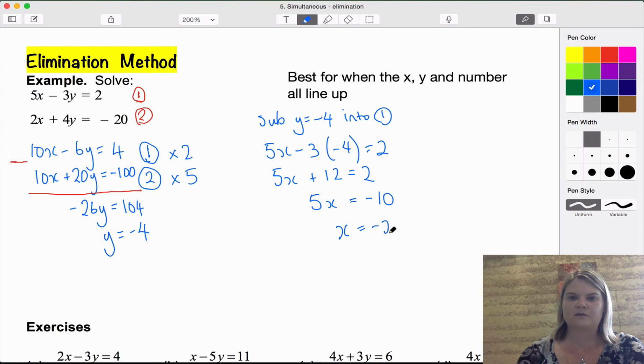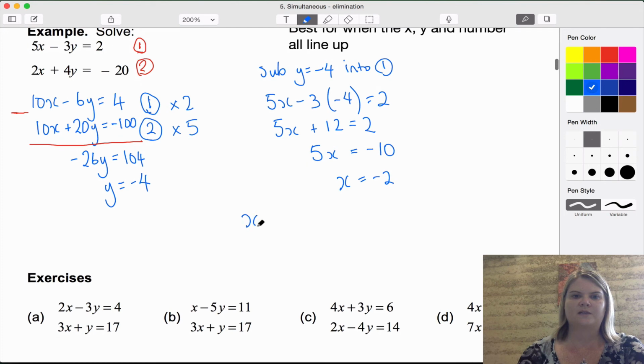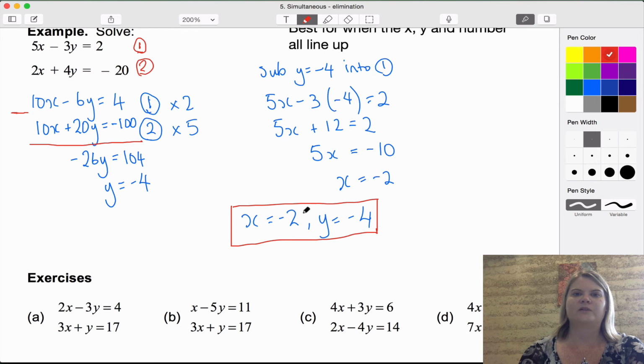x equals negative 2. Final step, write out your full solution. x equals negative 2, y equals negative 4. Put a box around it. And if you want to check, you can substitute it not into 1, but into 2. Substitute these two values and check if that's the correct solution.